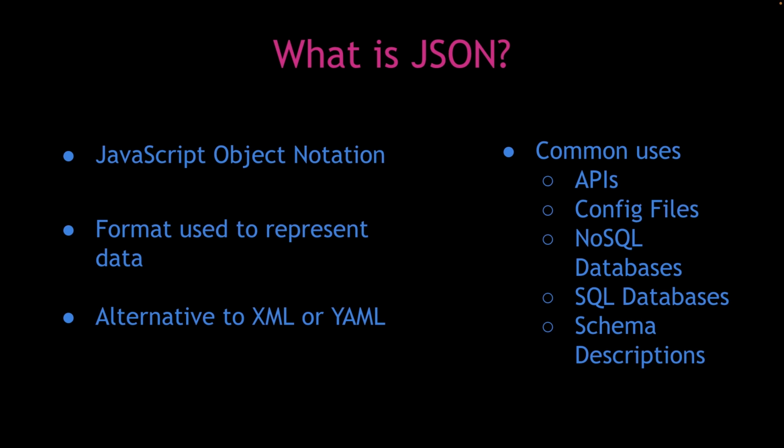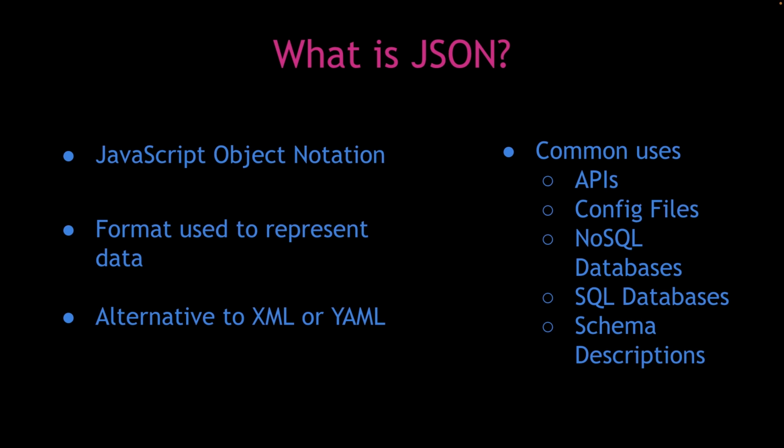JSON is the primary data format used in NoSQL databases, but it's also used in SQL databases. You can actually assign that data type to a column just like you can assign a character or a numeric type. And then it's also used in schema descriptions. So when you're going through the planning phase of an API, or you're conceptualizing some object that needs to be used across your domain, a lot of times that'll be represented in JSON format.